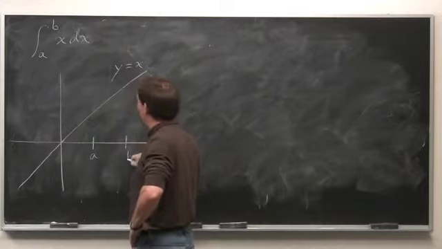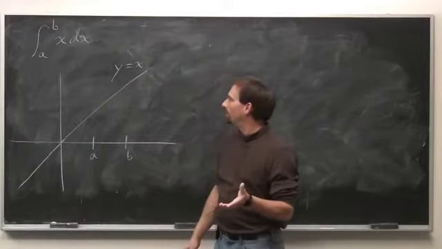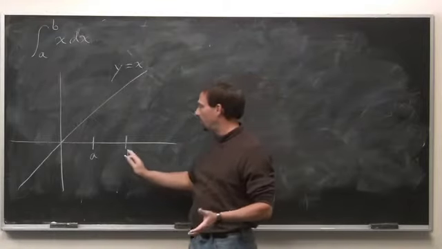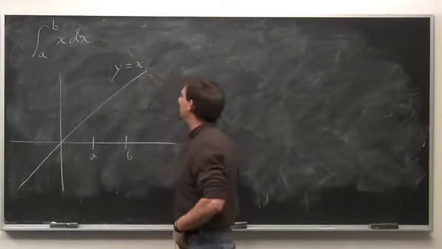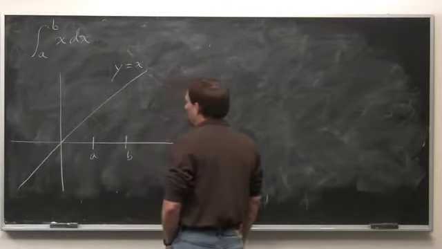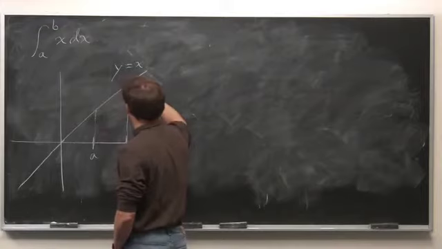from a to b. Now, I'm just going to do this assuming a and b are both positive. I leave it as an exercise for you to check what happens when a and b are both negative, or when a is negative and b is positive. But the formula we get will work in all of those cases. So we want this area.